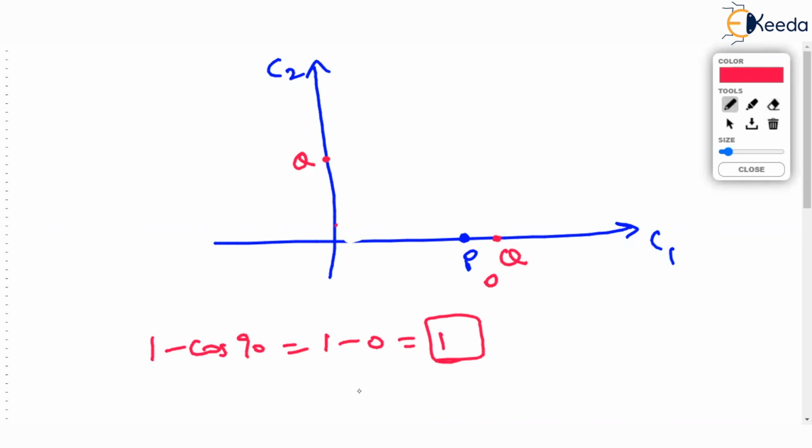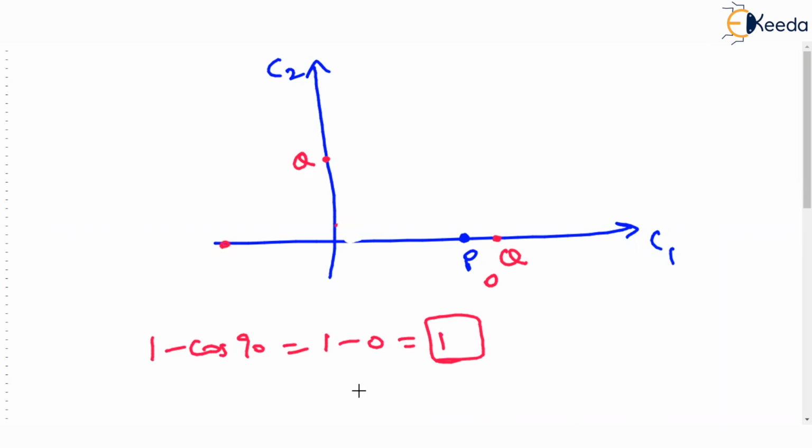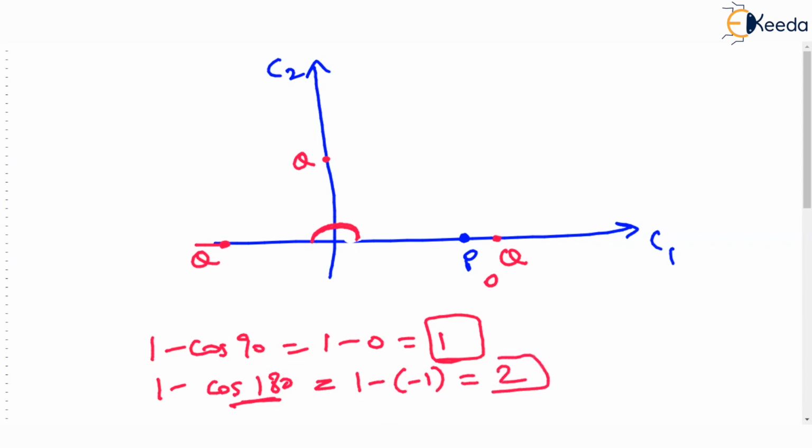Okay. Now what if I move this Q over here? Now what is the distance between P and Q? You will agree that Q is going farther and farther from P. It has gone farther. Now the angle made is 180 degrees. So the distance between P and Q will be 1 minus cos of 180. And cos of 180 is minus 1. So this will be 1 minus of minus 1, which will be 2. And definitely, if Q is over here, then the distance should be larger as compared to when Q is over here.